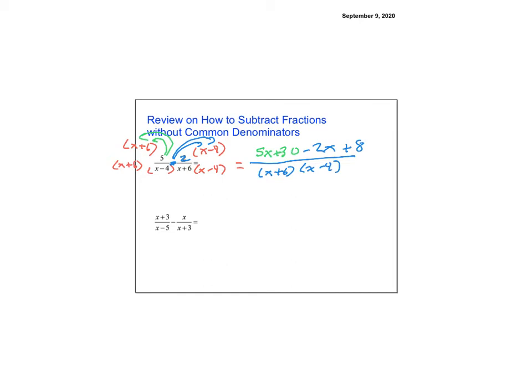Let's go ahead and let's combine our like terms. So you've got this 5x minus a 2x there, gives us a 3x. And we've got this positive 30 plus 8 there is going to give us a positive 38. All over the common denominator of x plus 6, x minus 4.